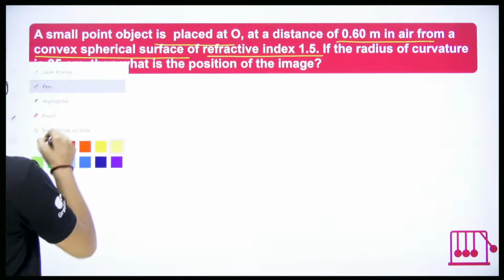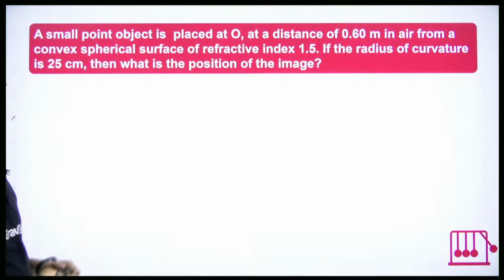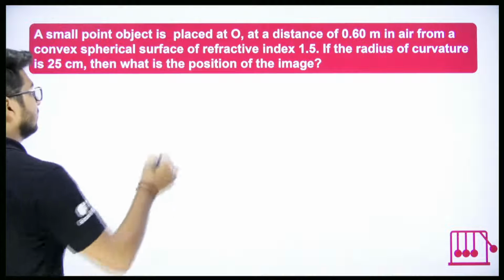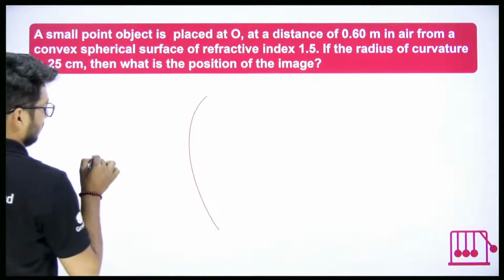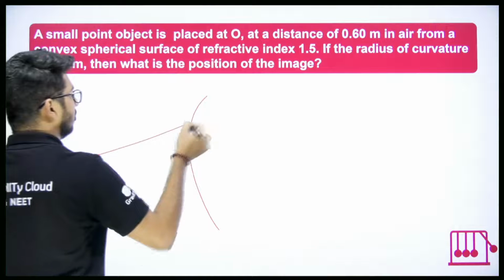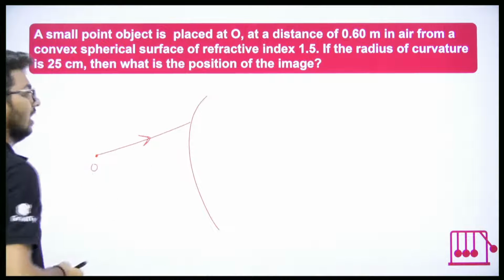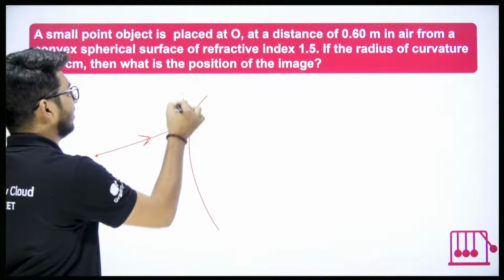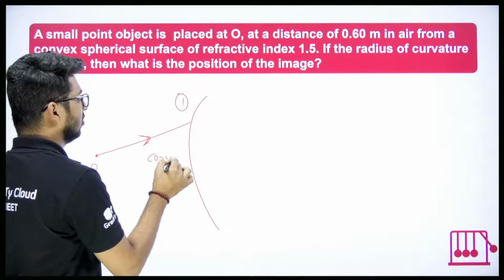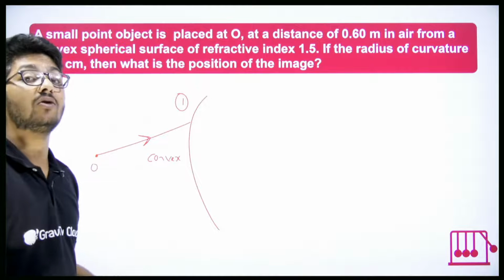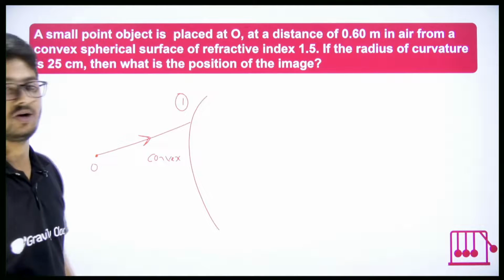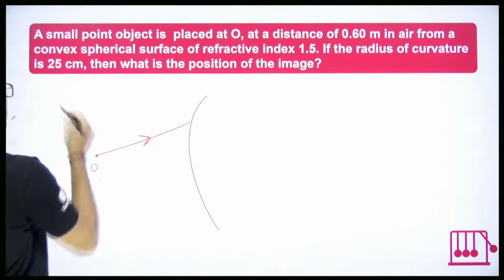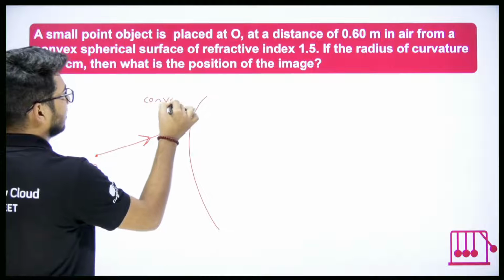So let us first of all try drawing the diagram. Which surface is given? Convex spherical surface. How do you decide convex and concave? It all depends on the incident ray. The incident ray is falling on the first surface, and what is the first surface here? Convex. That's how you decide whether it is convex or concave. You look at the incident ray. So here the incident ray is falling on surface 1. That is the reason why it is convex.